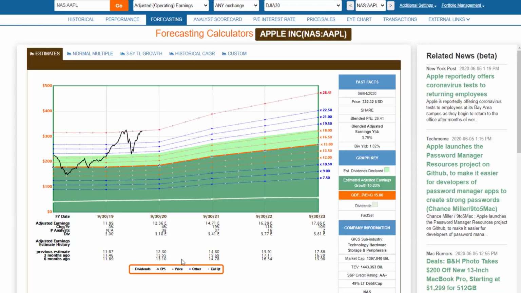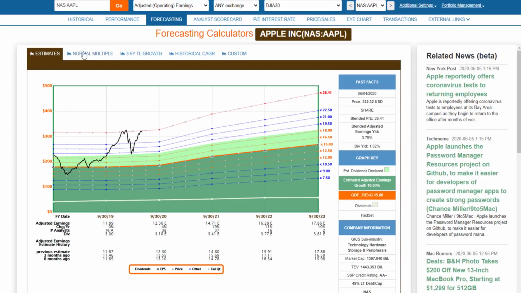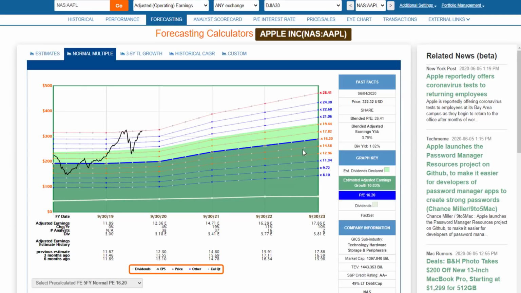Okay, now this is very, very important because these are specific estimates for each of these earnings years, and then we're using a valuation reference of the orange line. The only thing different about the blue forecasting calculator, the normal multiple calculator, is how we draw the fair valuation reference line. We're using exactly the same estimates coming from exactly the same analysts and the same number of analysts. So these two graphs have the same data. What's different is the valuation reference.